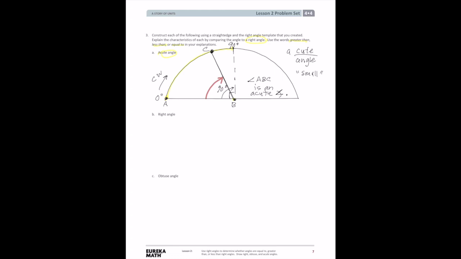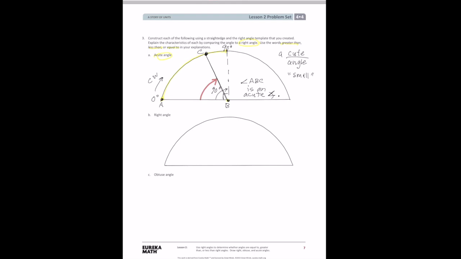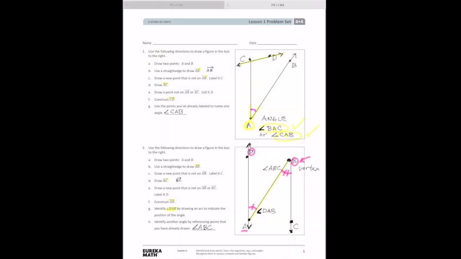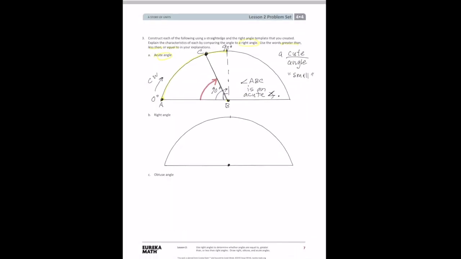B says, let's go ahead and draw a 90 degree angle. Again, we want our anchor point. So there's our anchor point right down there in the center, that little hole in your protractor. You can use that as the place and point of the vertex. And then we go ahead and identify on our protractor, where's 90 degrees? 90 degrees is right here.